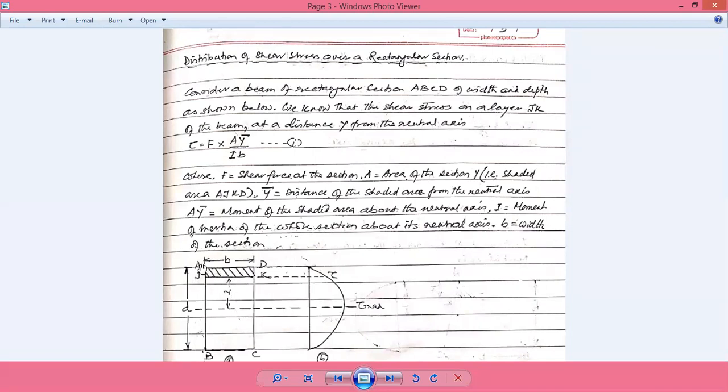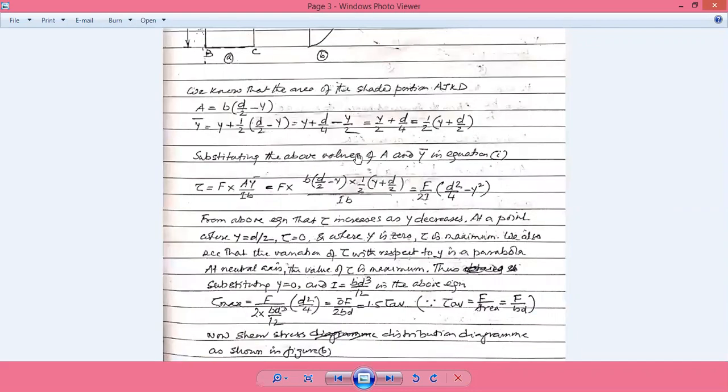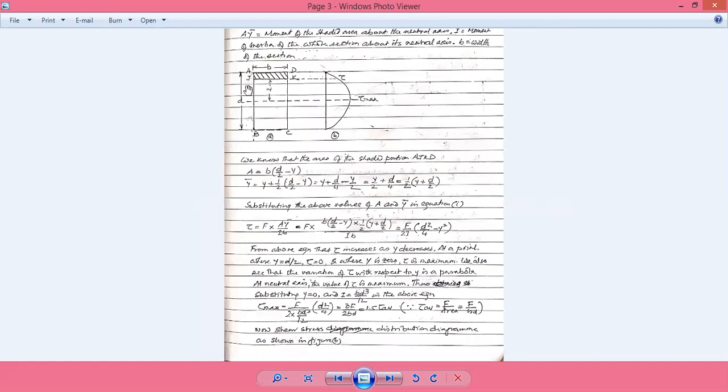And I is the moment of inertia of the whole section about its neutral axis, B is the width and D is the depth. So what we are going to do now: we know that the area of the shaded portion AJKD is equal to the width of the beam multiplied by the depth of this section.